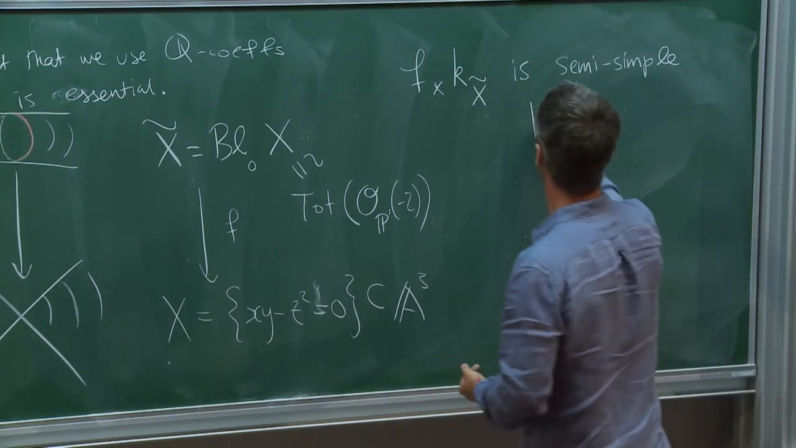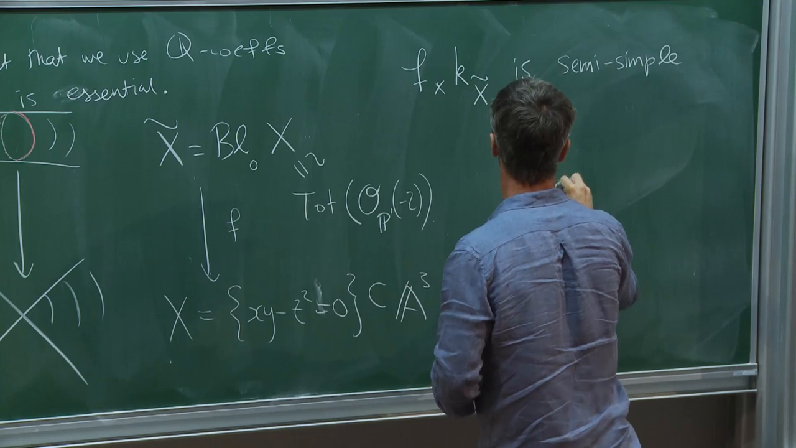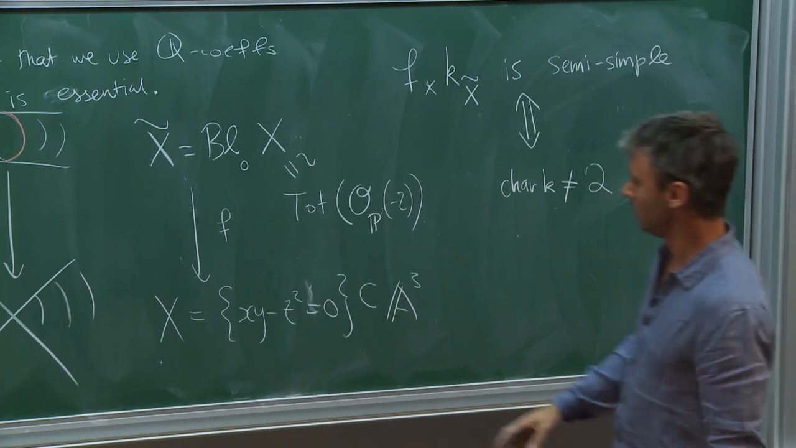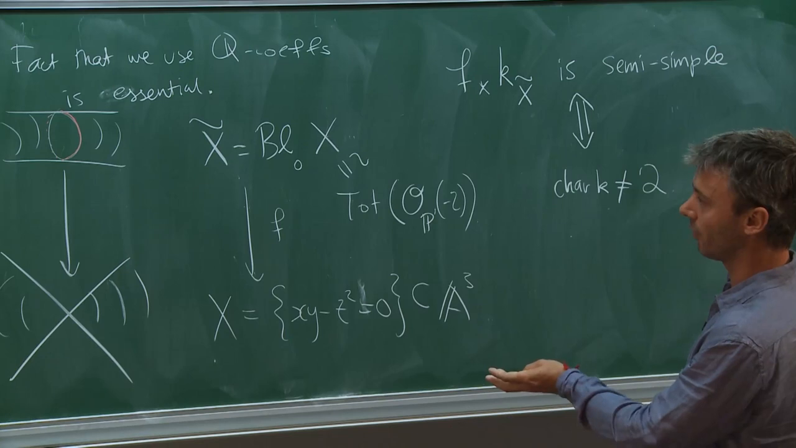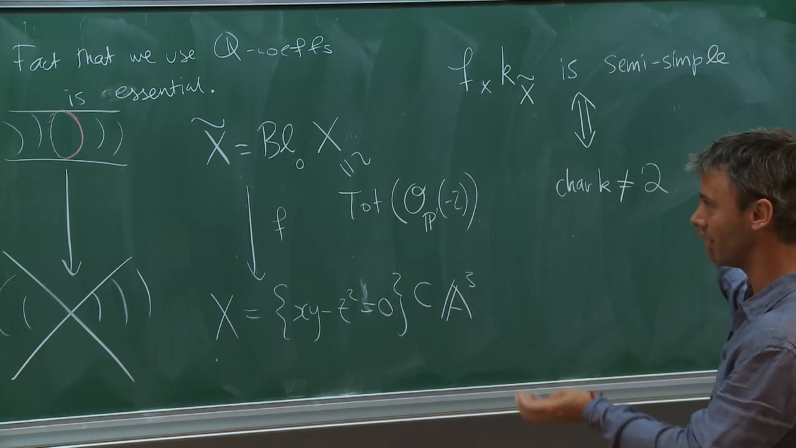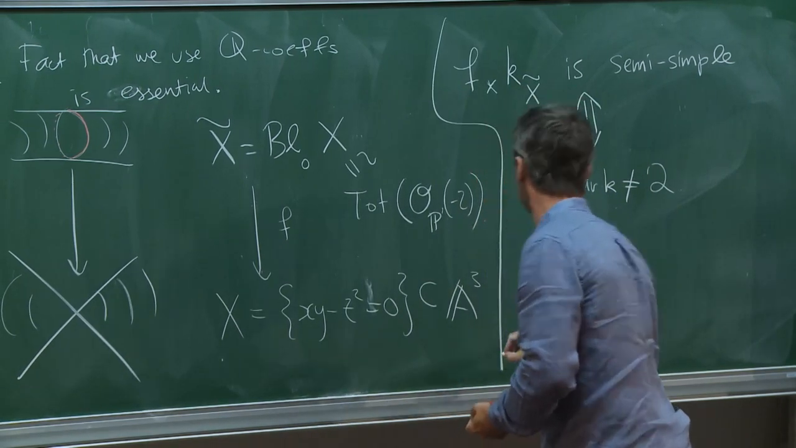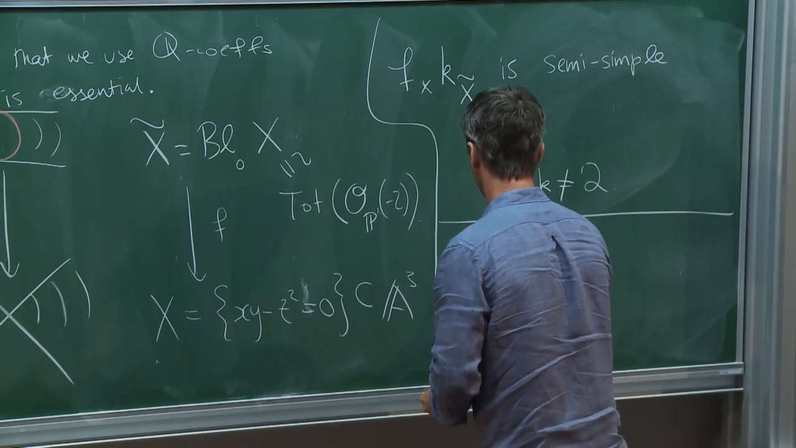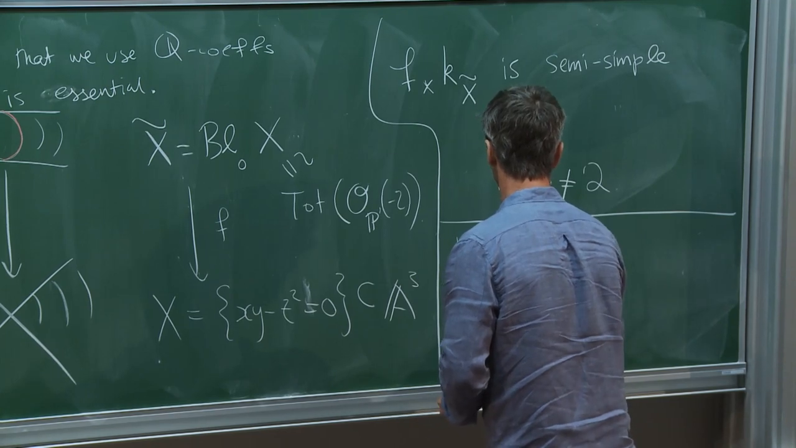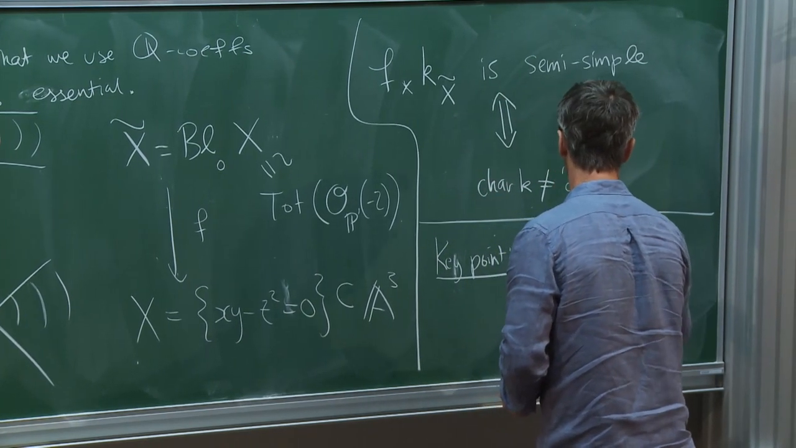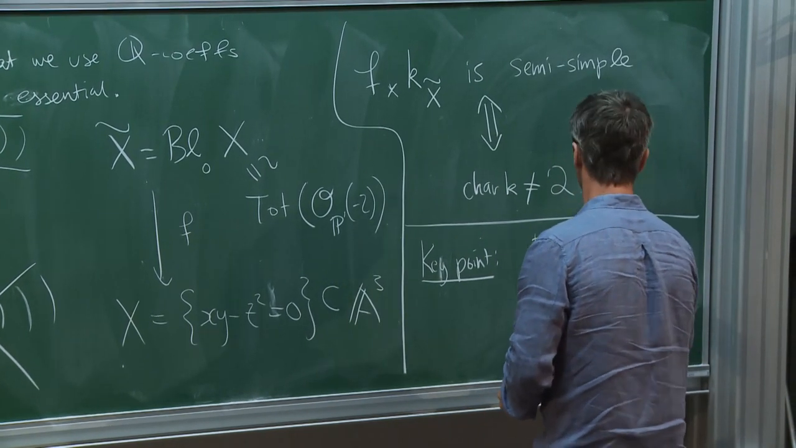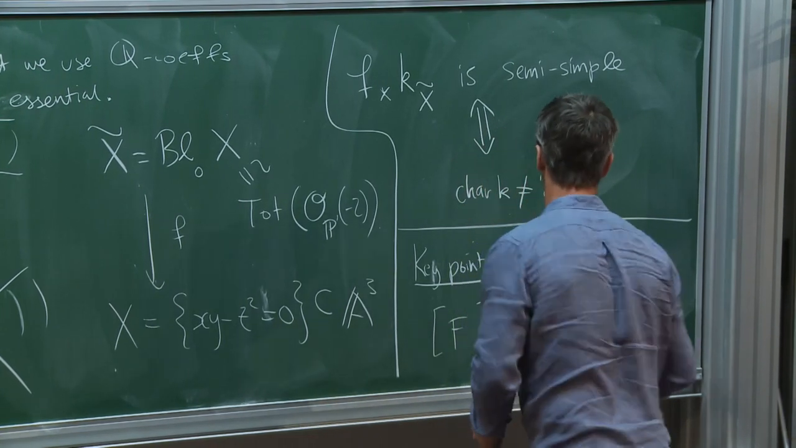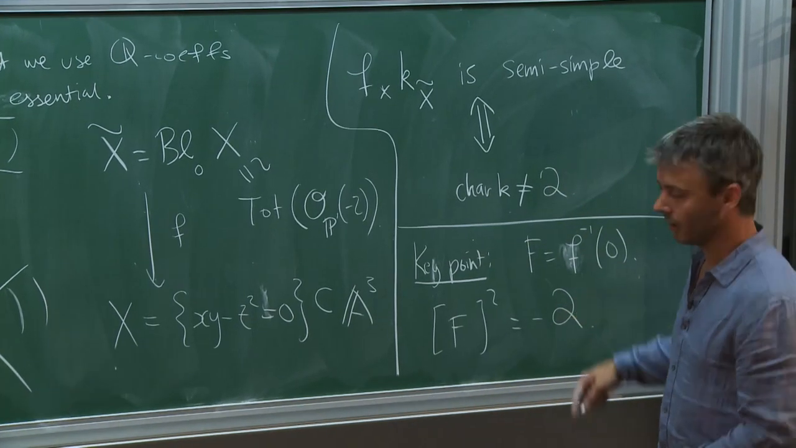But it's semi-simple if and only if the characteristic of k is not equal to 2. So in characteristic 2, you get some interesting indecomposable. I'm always talking about the characteristic of the coefficients. So as I said before, the key point is that if f is the zero section, then the self-intersection of f is minus 2. So in general, for any p dividing this, you'll have problems.